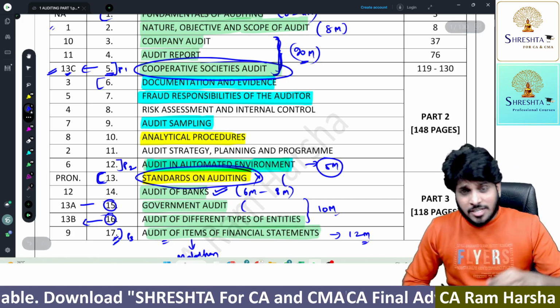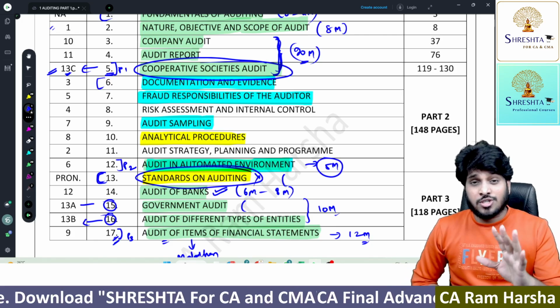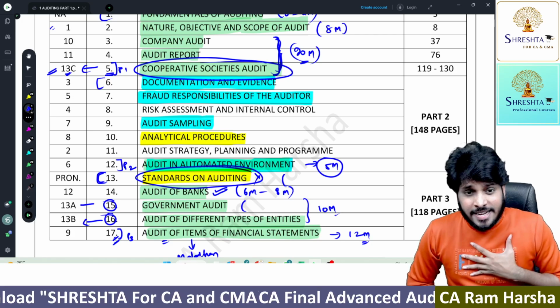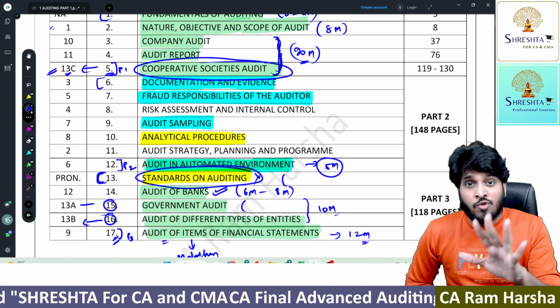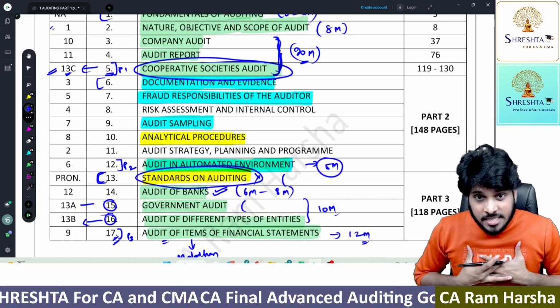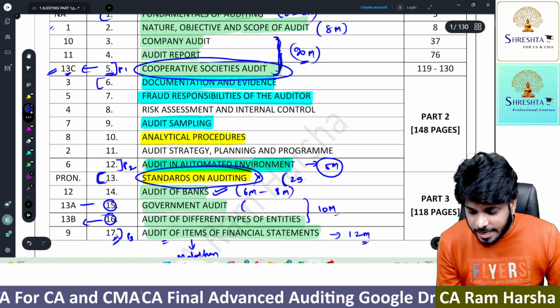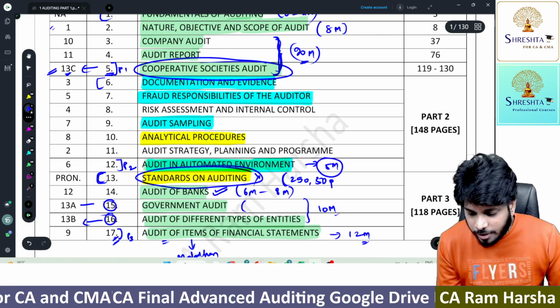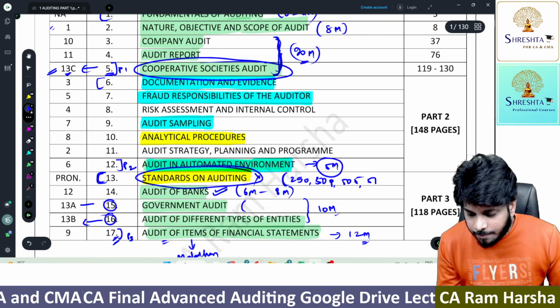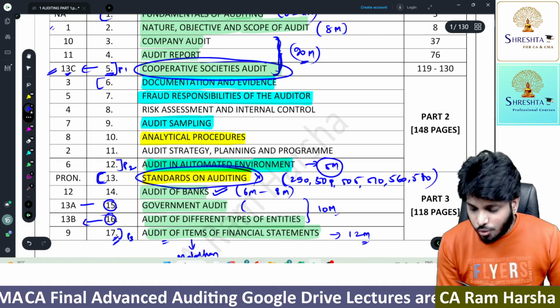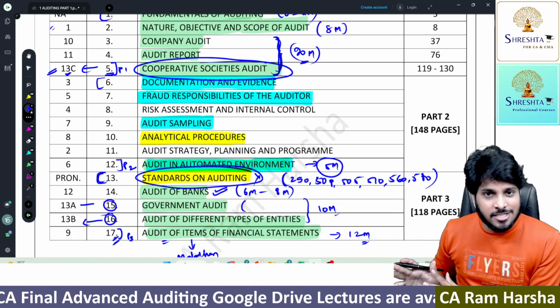See, most of the standards are covered in various chapters. First of all, many students have a wrong assumption. Especially those who attended my classes will understand clearly what the standards chapter is. In our class, our lectures, our material, what is the standards chapter? Only these standards: 250, 501, 505, 510, 560 and 580. Only these are covered in our standards chapter.